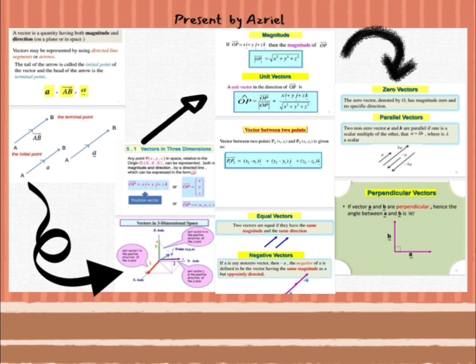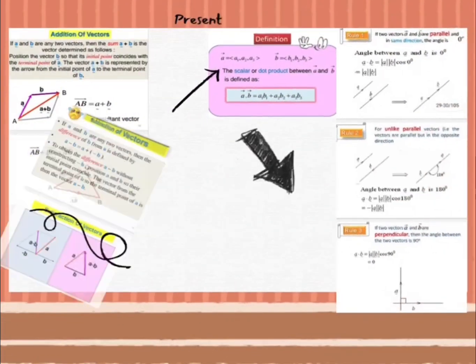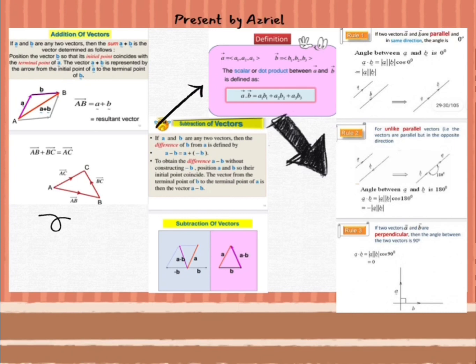In this chapter we have many keywords such as magnitude, unit vector, and others. We also learn addition and subtraction of vectors. The scalar product of two vectors a and b is denoted by a dot b. There are three rules for the angle between two vectors.